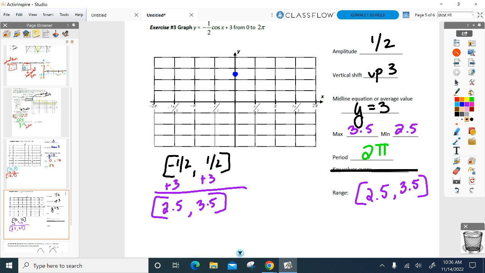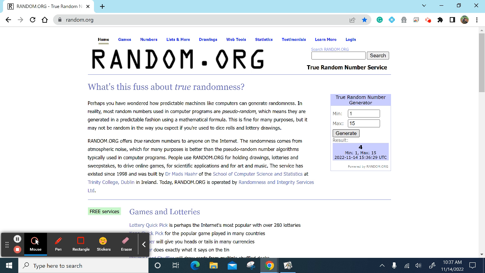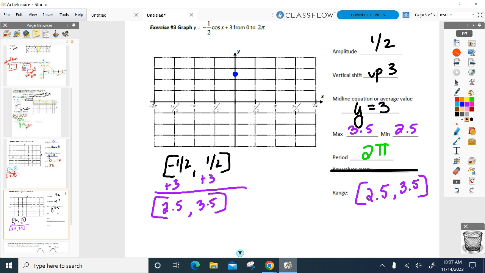All right, usually it starts at the max, then goes where? Where's the cosine curve going now? Midline, right? We don't say 0 anymore. It goes to its midline, which is 3.